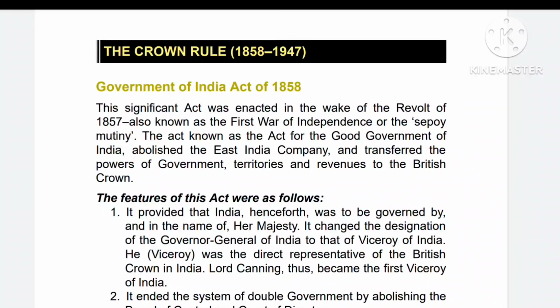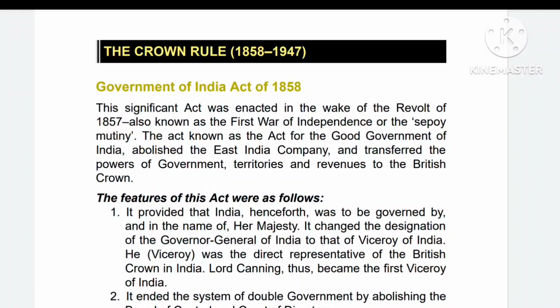Government of India Act of 1858. This significant act was enacted in the wake of the revolt of 1857, also known as the First War of Independence or the Sepoy Mutiny. The act, known as the Act for the Good Government of India, abolished the East India Company and transferred the powers of government, territories, and revenues to the British Crown.